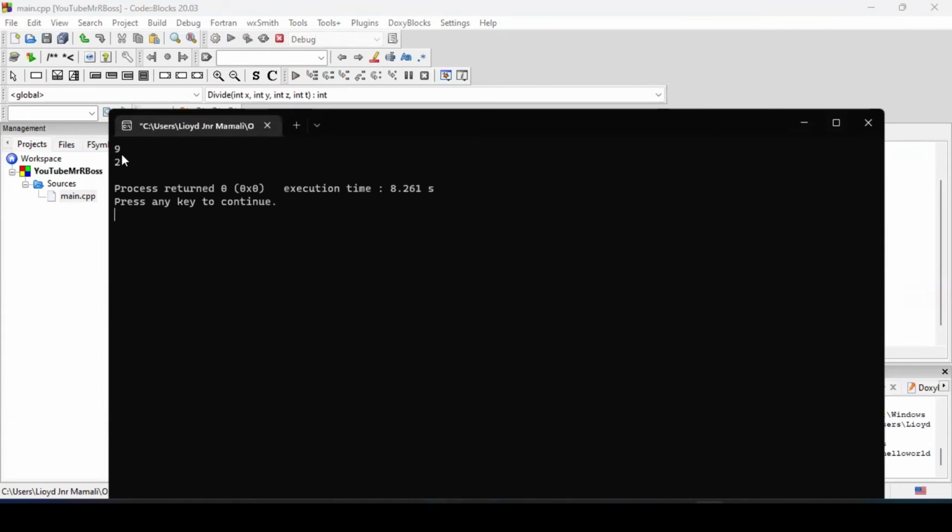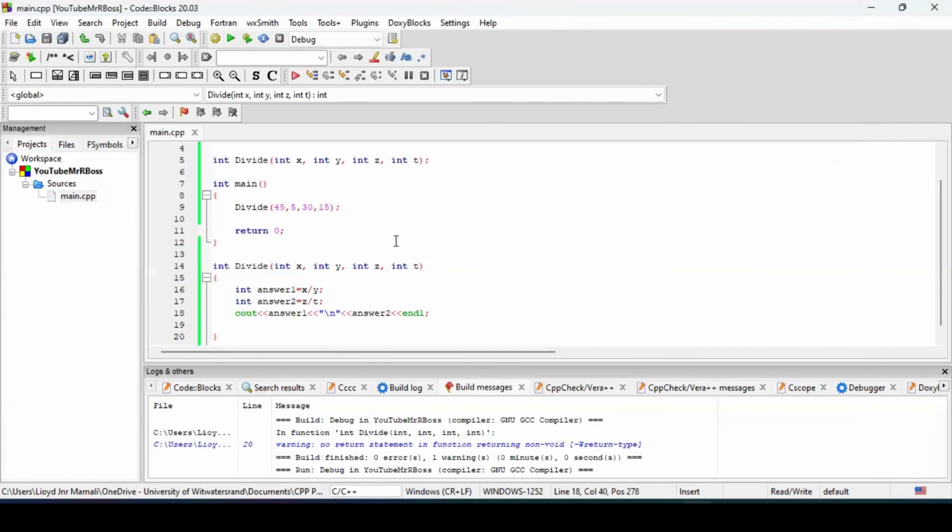Okay, so it's saying that the answer for the first division is 9. The answer for the second division is 2. So let's look at the first division. Answer 1 is x divided by y. x is equal to 45, y is equal to 5. 45 divided by 5 is indeed equal to 9. So the answer 9 is correct.